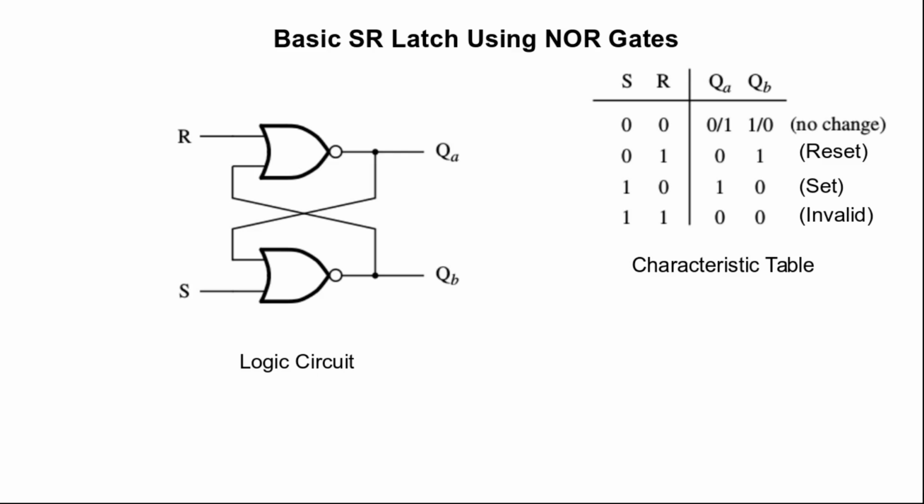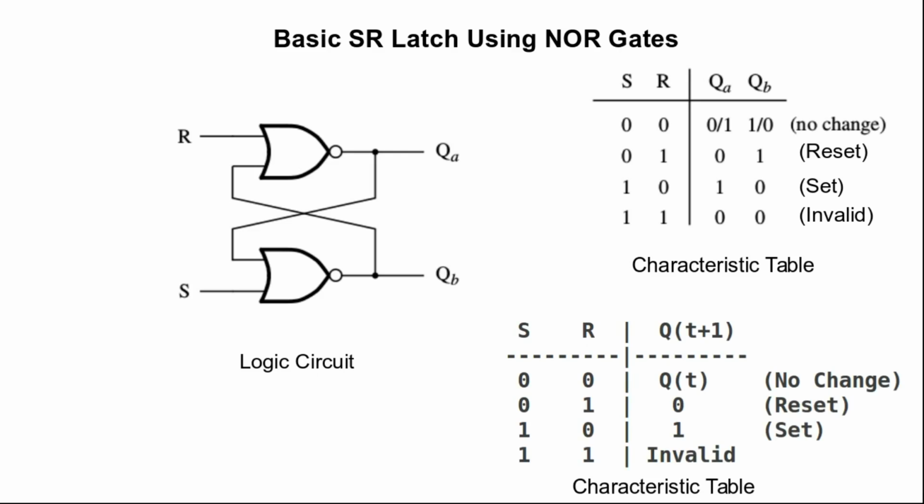Okay, so this was the characteristic table for the basic SR latch using NOR gate, and this same table we can represent in a slightly different way, and it is shown here. As you can see, we still have the S and R columns, but now we have a column called Qt plus 1. Qt plus 1 signifies the next state. So at time t plus 1, what is the state? That is called Qt plus 1.